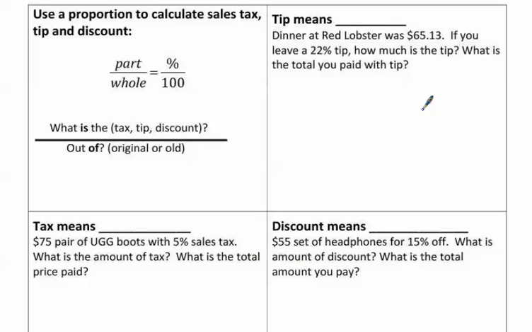Let's try an example. Use a proportion to calculate sales tax, tip, or discount. Remember, it's your part over whole equals your percent over 100. Your part over your whole is going to be your tax, tip, or discount, and then the original price. So again, tip means you add to the original price.